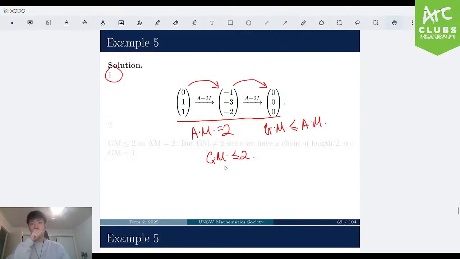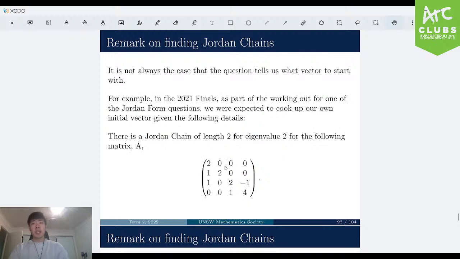For example, in the 2021 finals, as part of the working out for one of the questions concerning Jordan forms, we were expected to be able to cook up our own initial vector to start with. Okay, hopefully you guys won't have to do this in your exam, but there's always a chance that this will happen. Okay, and I won't go through the entire question here. I will just go through this particular bit that I'm trying to emphasize.